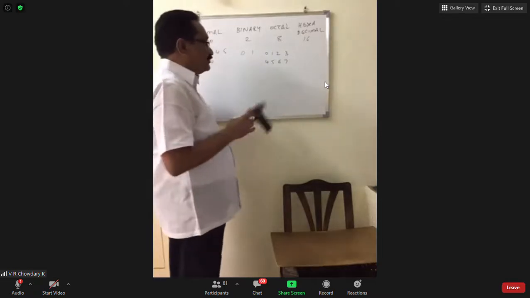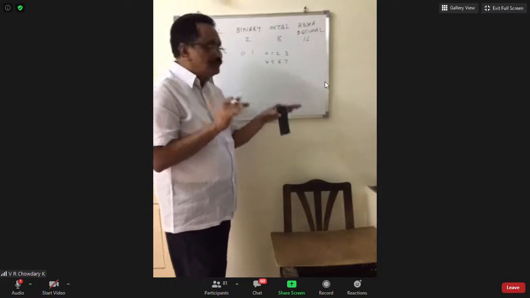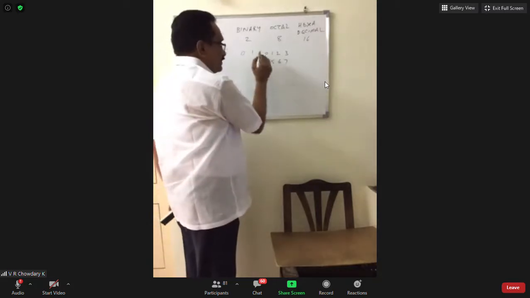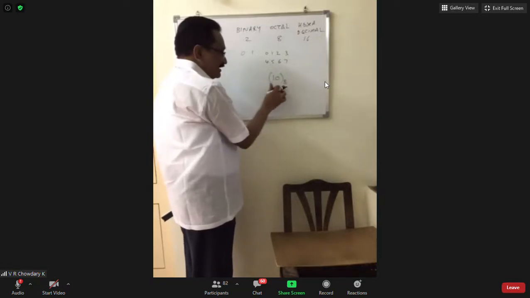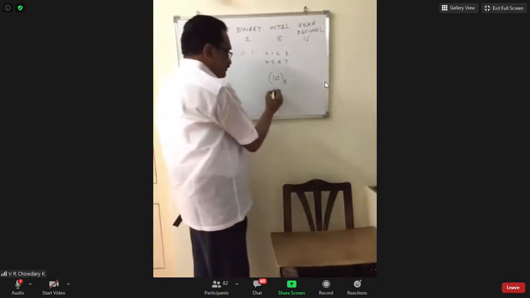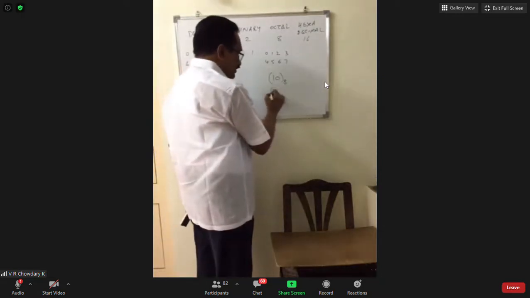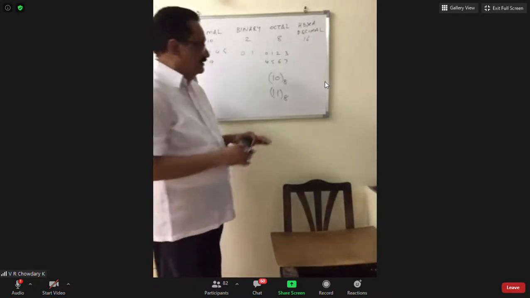Say for example, to represent 8 quantities in the case of octal number system, we have to use the second digit followed by the first digit. So 10 in the case of octal number is equal to 8 quantities. Say for example, 11 in the case of octal number is equal to 9, etc.